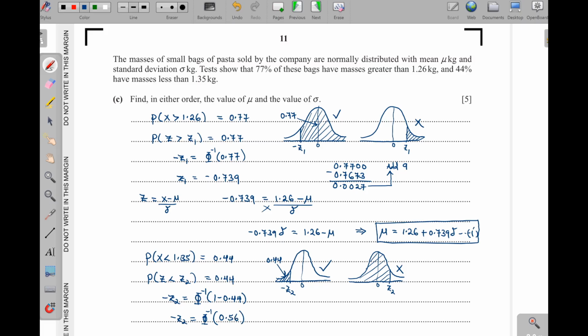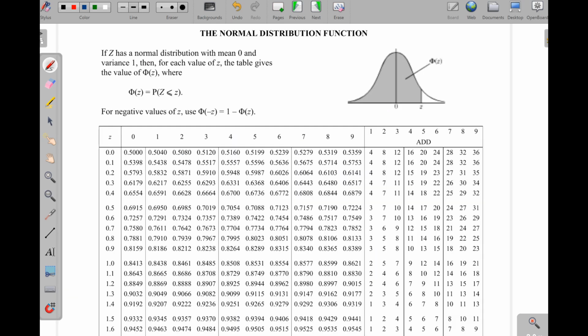So let's go to the table and then we look out for this value here. We are looking for 0.56. So 0.56, I think, has to be around here, because you can see this is 5636. So that one is already bigger than 0.56. Now let's check this one here. So we are taking this smaller one here, which corresponds to 0.15, right? So we have 0.15.